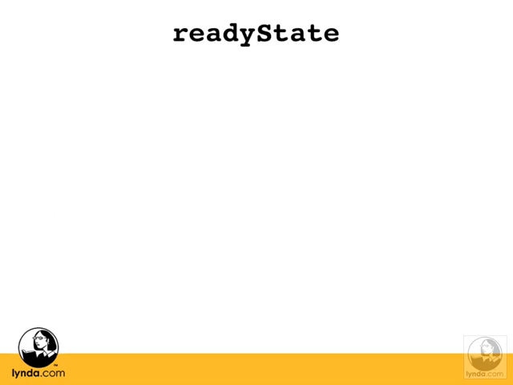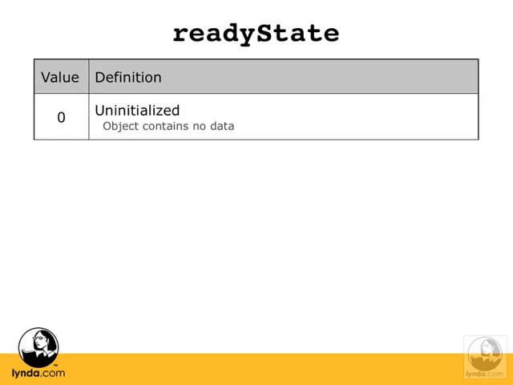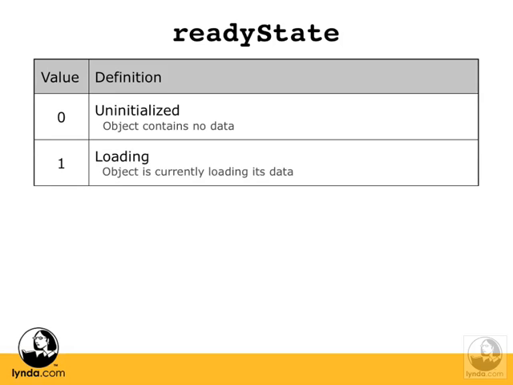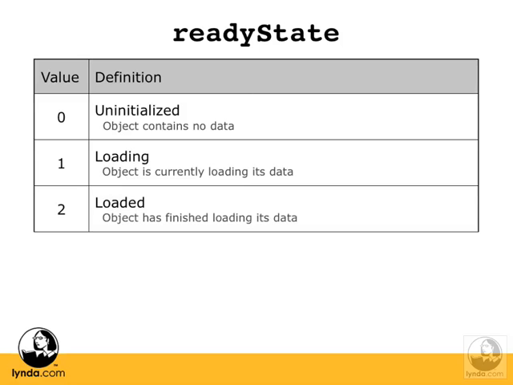The readyState property has several different statuses. When it has a value of 0, that's when you start off. It starts off uninitialized, object contains no data, there's nothing there. When it's a 1, that means that your request is loading. Things are going on, it's in progress. When it has a value of 2, your request has finished loading.